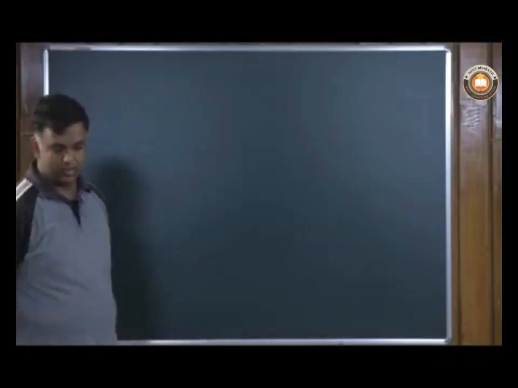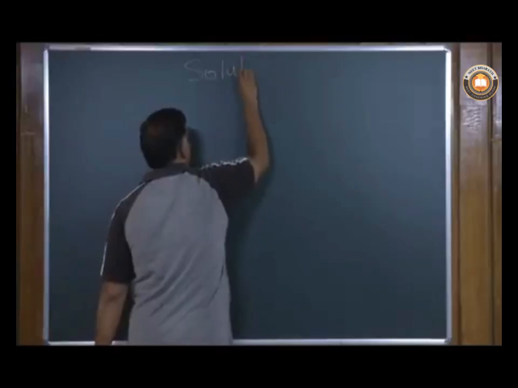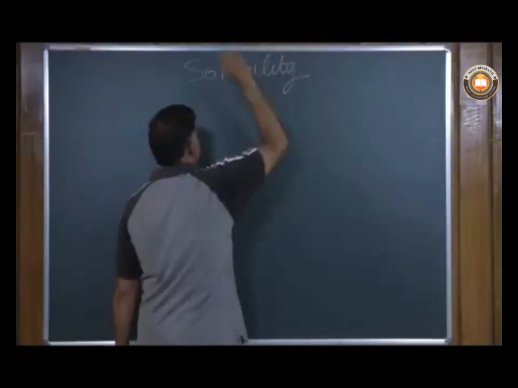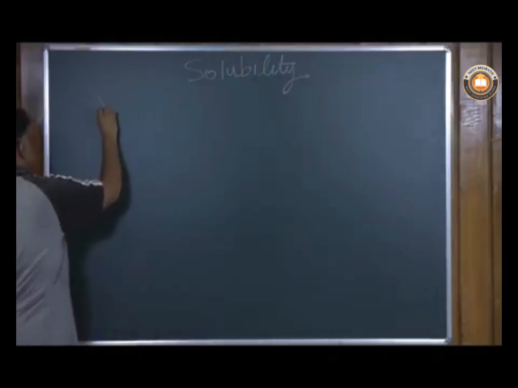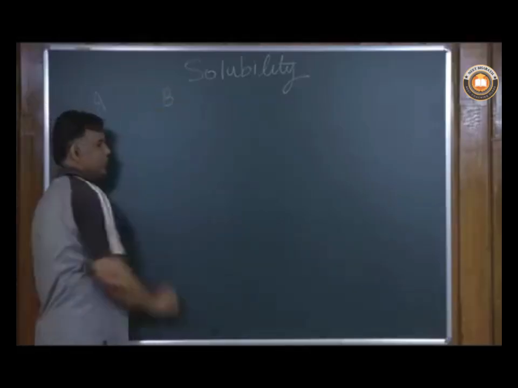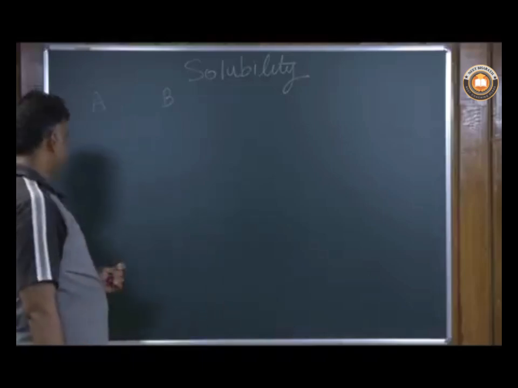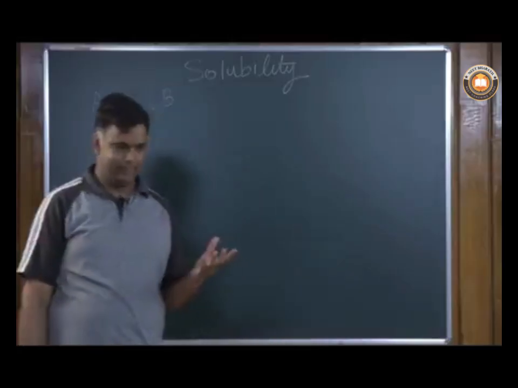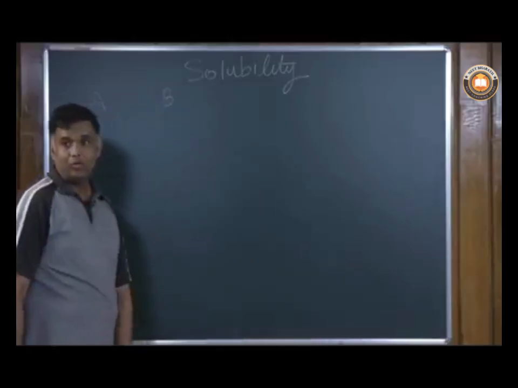Now we are going to discuss solubility. So let's see, we have a solute A which is being dissolved in solvent B. We add a little bit of A to solvent B and then we shake the flask vigorously until this A is dissolved completely.